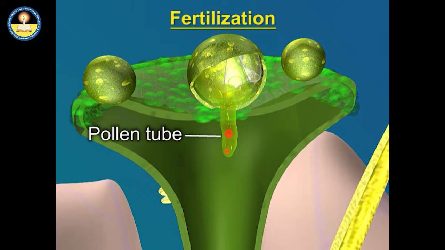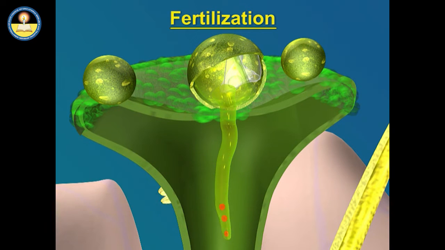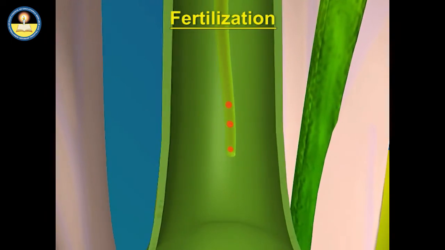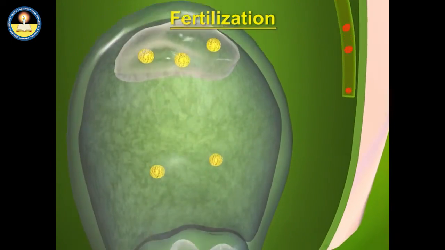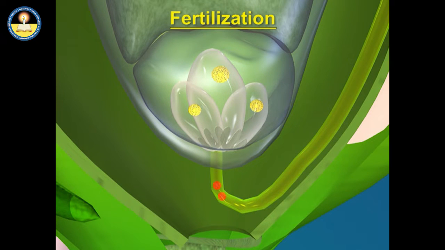Dividing, the generative nucleus forms two male gametes or sperm cells. The pollen tube grows down through the style to the ovary. The pollen tube carries two male gametes as well as the vegetative cell. The vegetative cell degenerates after some time. And the two male gametes enter the embryo sac through the micropyle.